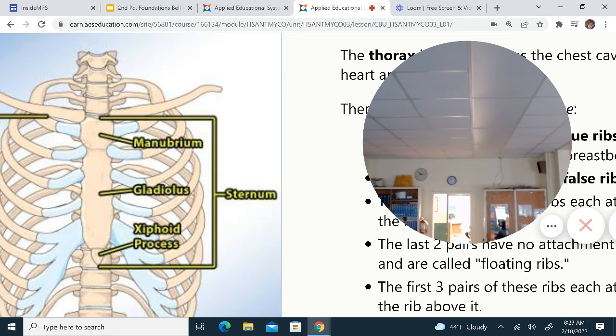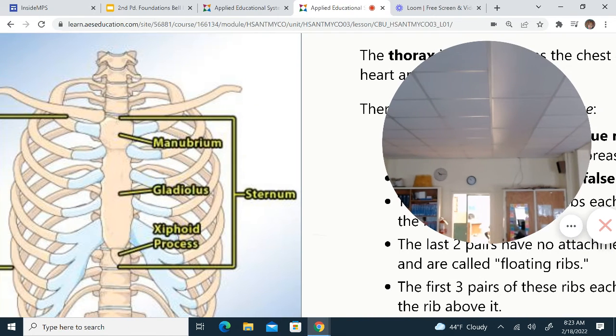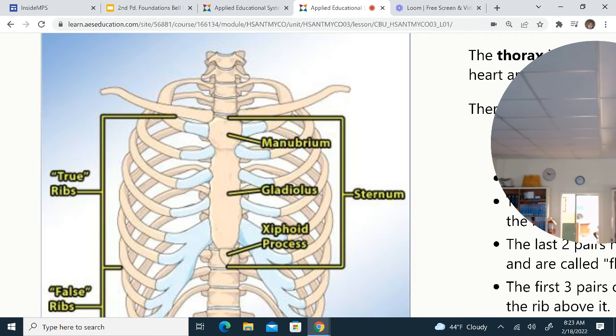That's why, when y'all learn CPR in a few weeks, probably sometime in March or maybe April, when we do chest compressions on people for CPR, sometimes we do break the ribs, because you're pressing down on somebody's chest, so the ribs will break. I'd rather have broken ribs and be alive, to be honest.